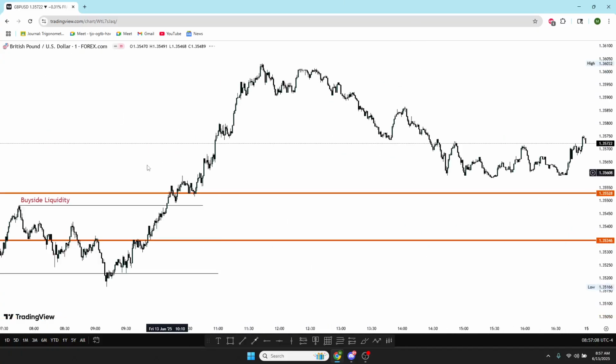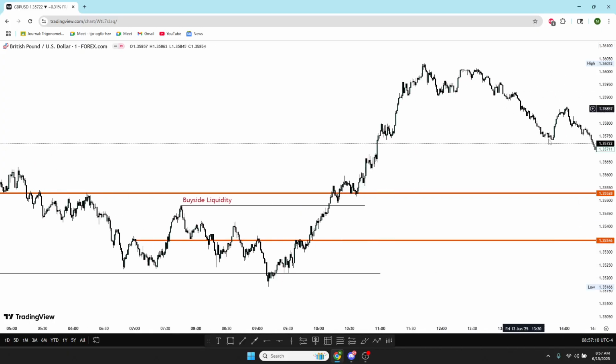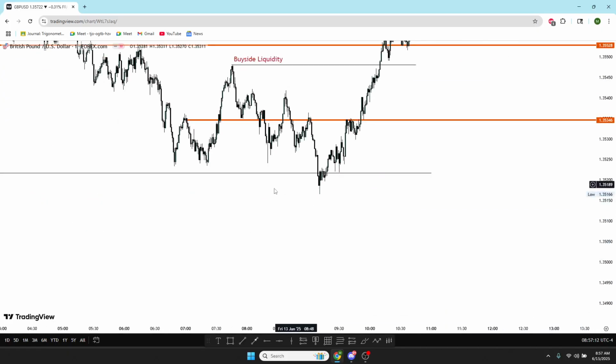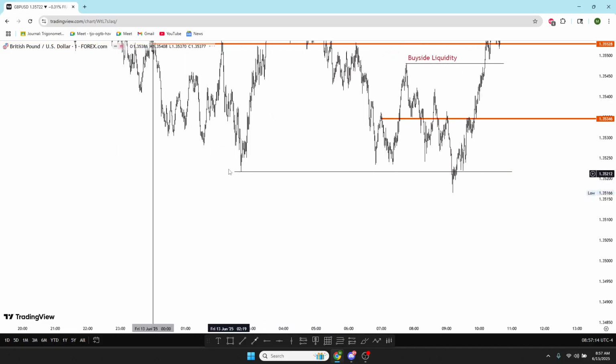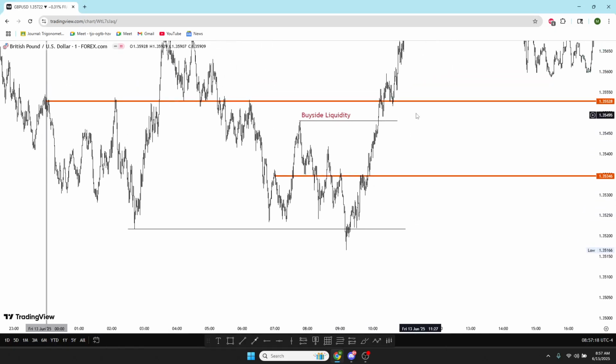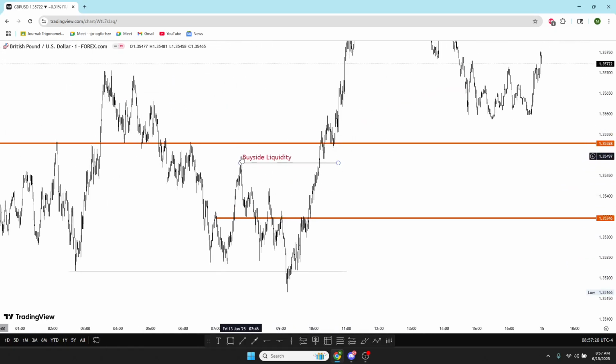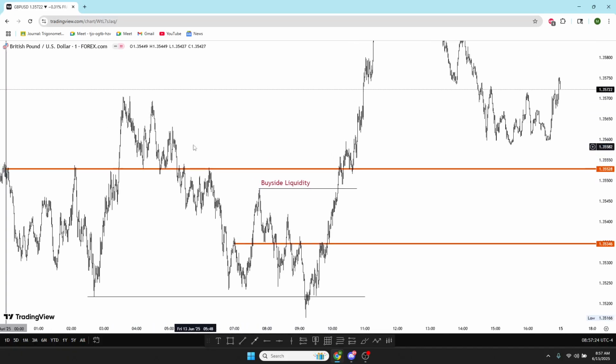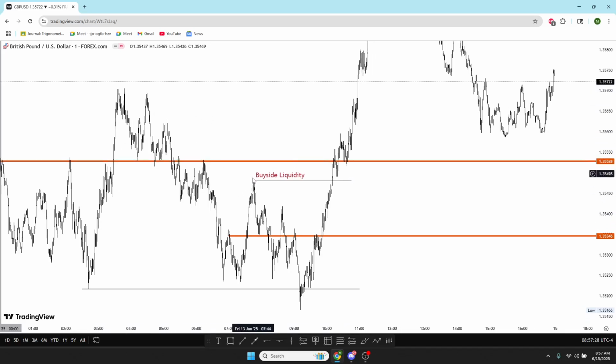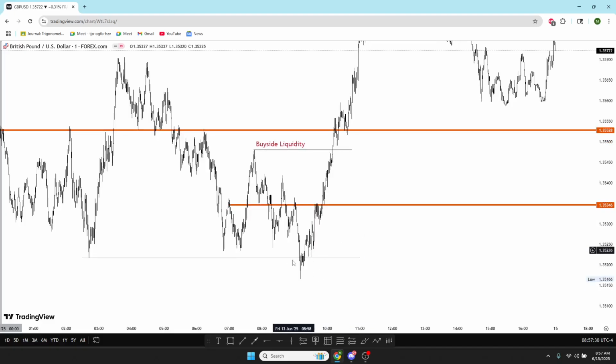Because now we have a range. What's the range? The range is from this low, because we ran out this one. So there's stops here. We took the stops, right? And now the opposite end of the range is up here, the buy side liquidity. Of course, we have all of these buy side liquidity pools up here as well, but this was the closest one. This was the nearest one to the run.